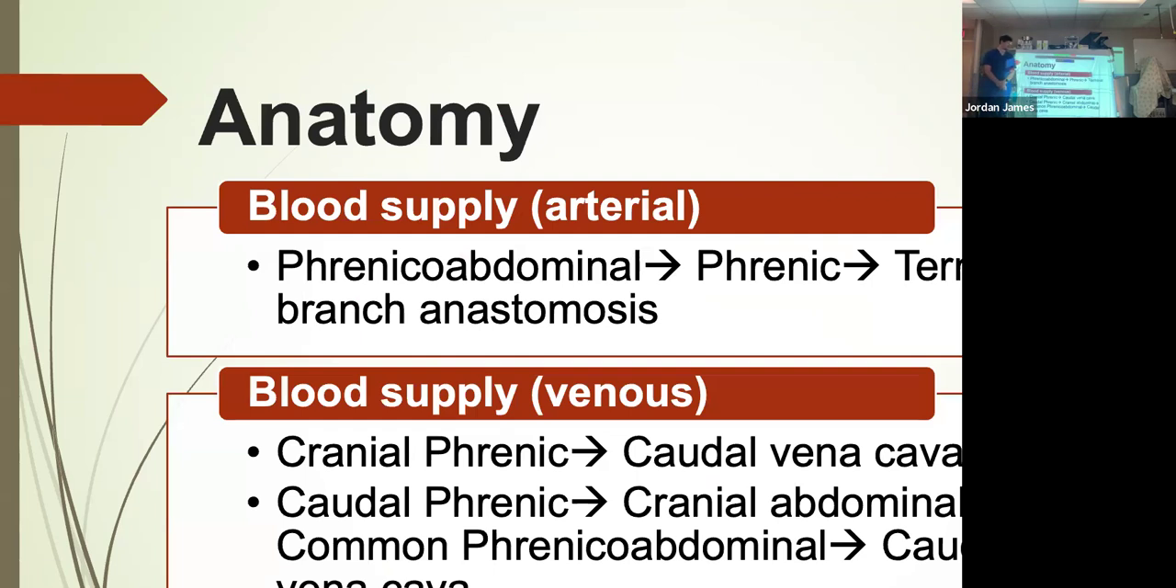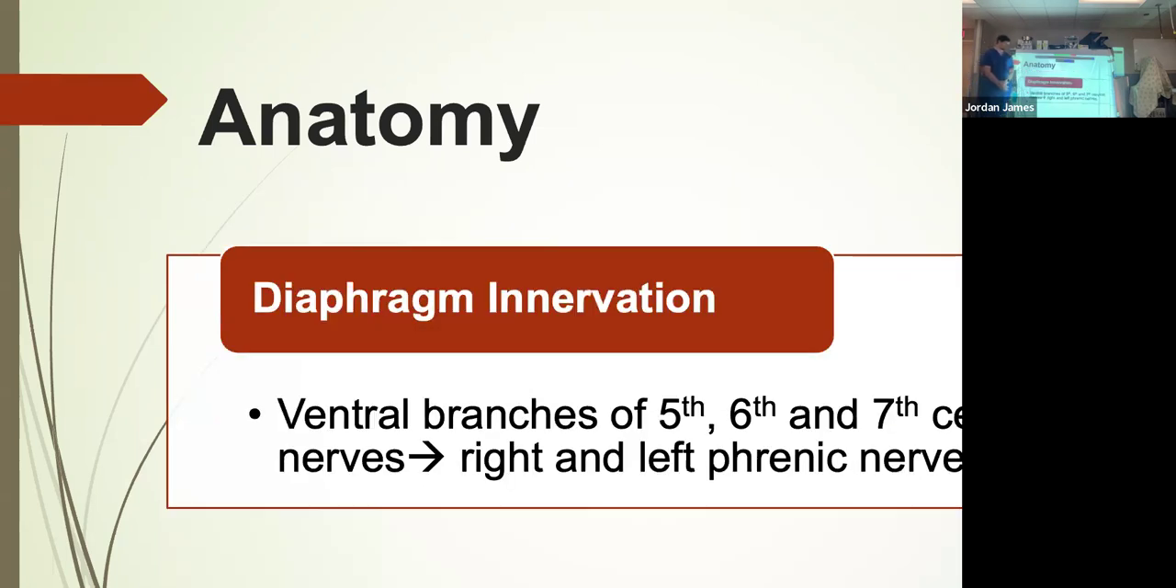So just to review in terms of blood supply to the diaphragm, we've got the phrenico-abdominal artery that's going to come off and go to the phrenic. And then the phrenic goes to the branch anastomosis where that terminates. And then in terms of the blood supply coming back, from a venous perspective, we have a cranial portion, which is the cranial phrenic to that caudal vena cava. And then we've got the caudal phrenic to the cranial abdominal vein to that phrenico-abdominal, and then eventually to the caudal vena cava.